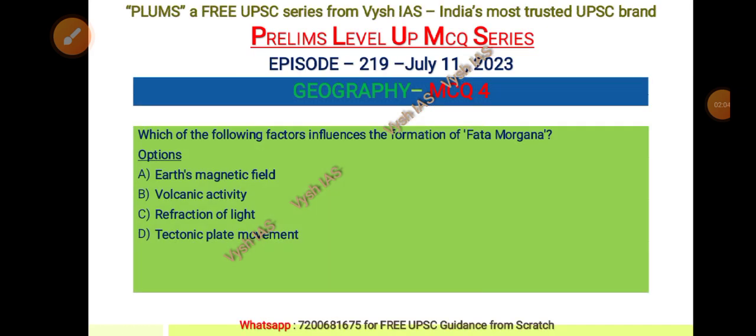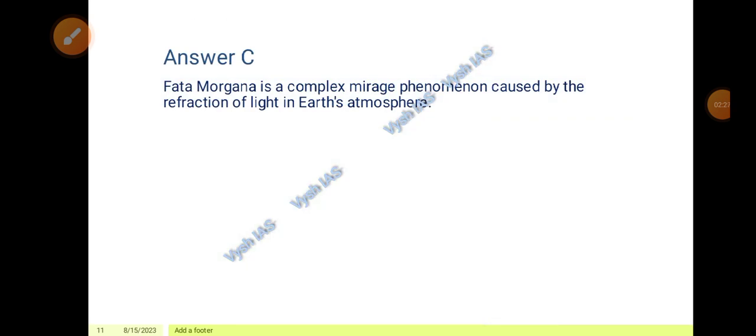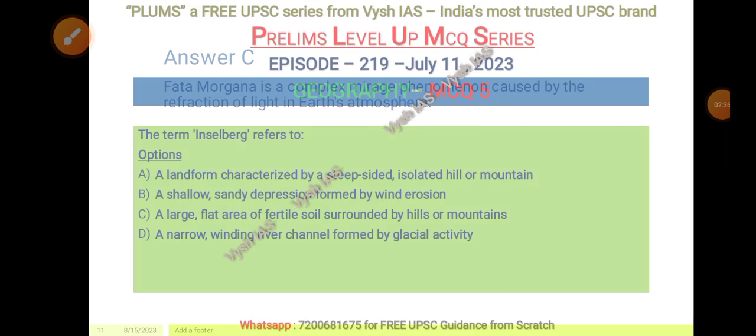Now the fourth MCQ: which of the following factors influences the formation of Fata Morgana? Okay, so now it is a very specific question. So now let us see the options. A. Earth's magnetic field, B. Volcanic activity, C. Refraction of light, and D. Tectonic plate movement. Answer is C. The Fata Morgana is a complex mirage phenomenon caused by the refraction of light in the Earth's atmosphere.